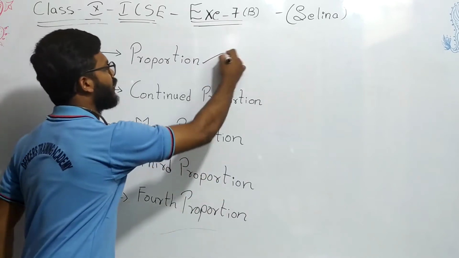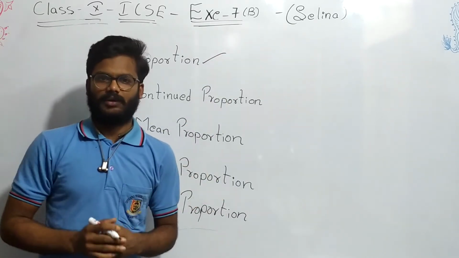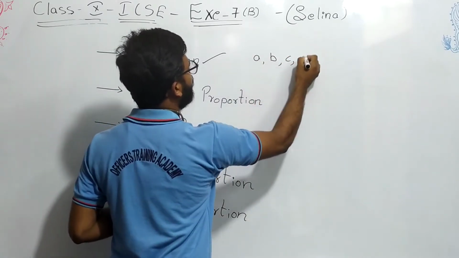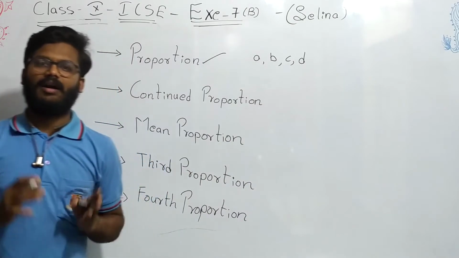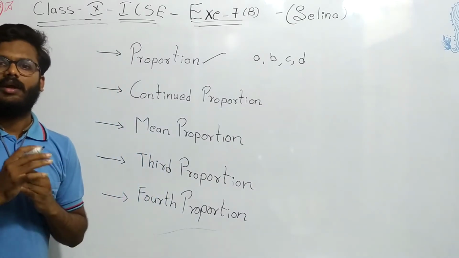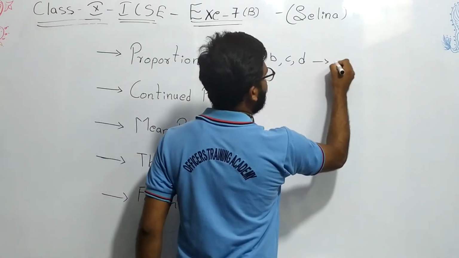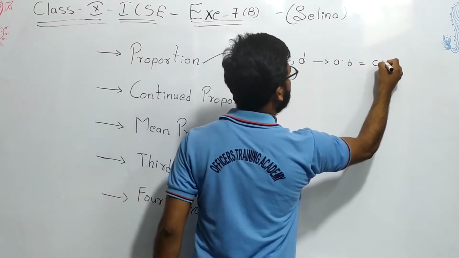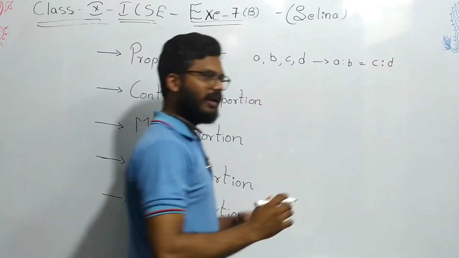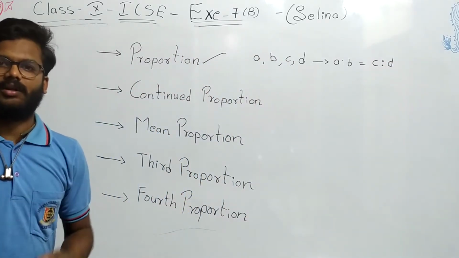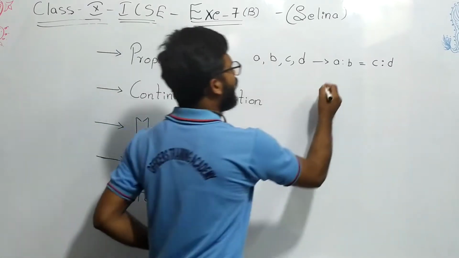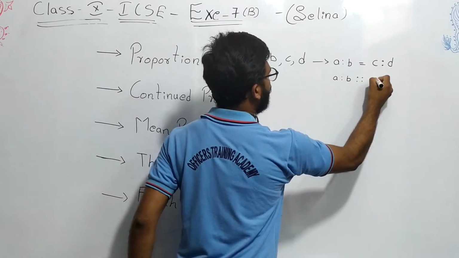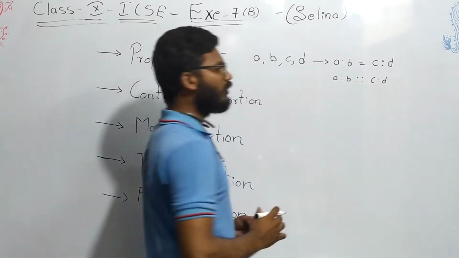First, proportion. What is meant by proportion? Four quantities A, B, C, D of the same kind are said to be in proportion if A is to B is equal to C is to D. Then we can tell they are in proportion. If they are in proportion, we can write it like this also: A is to B proportion to C is to D.